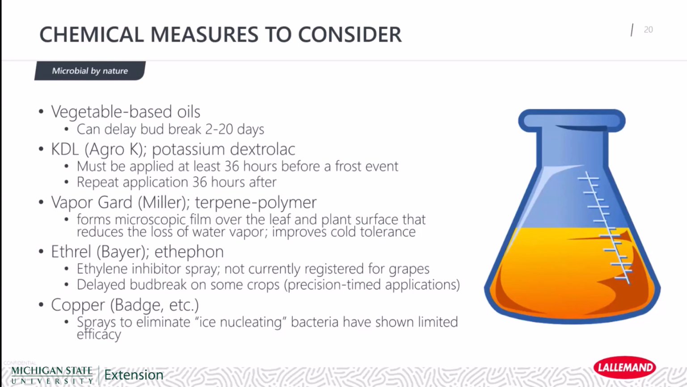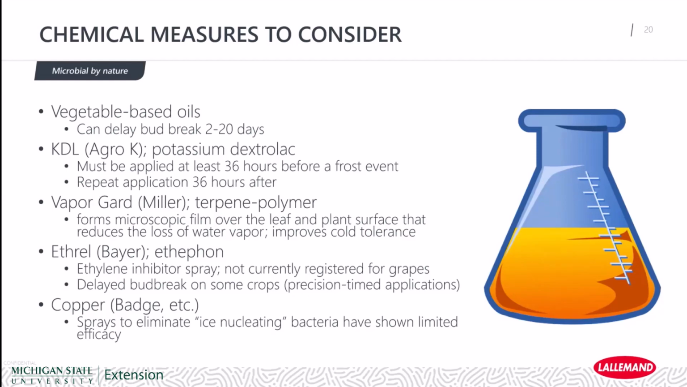Then there is a class of compounds called ethylene inhibitor sprays. Unfortunately, they're not currently registered for grapes, but something to keep an eye on for the future. The most common one is Ethrel from Bayer. And I was told the active is ethephon. What it'll do is delay bud break on certain crops, but it is a really precision timed application. So you have to be on it immediately and at the exact right developmental stage to catch that.